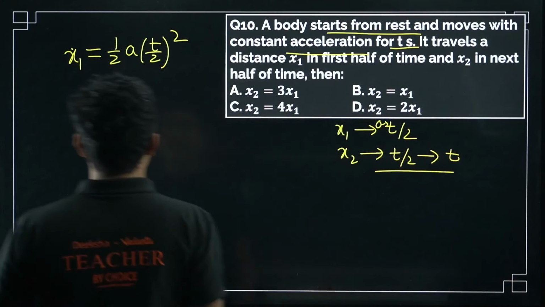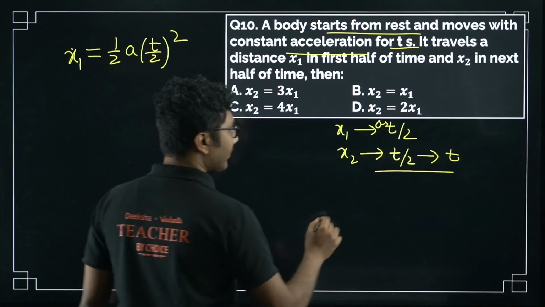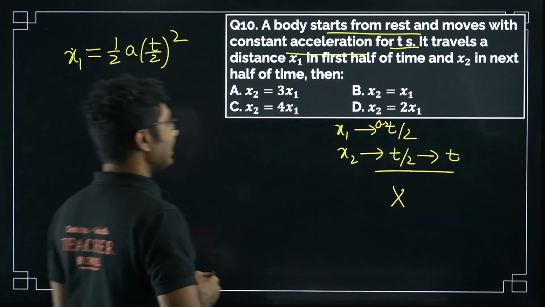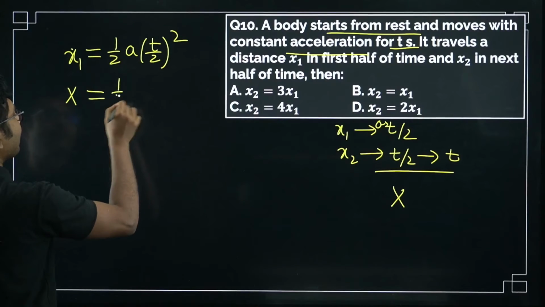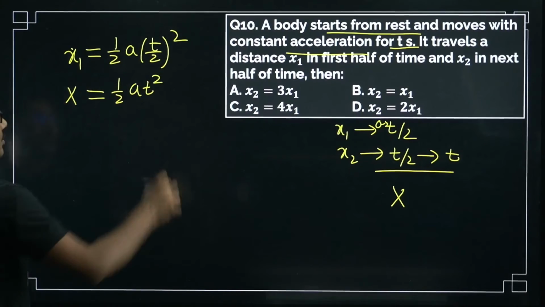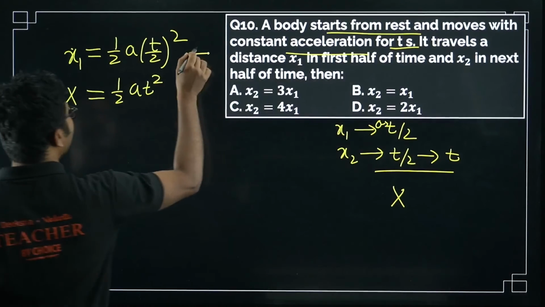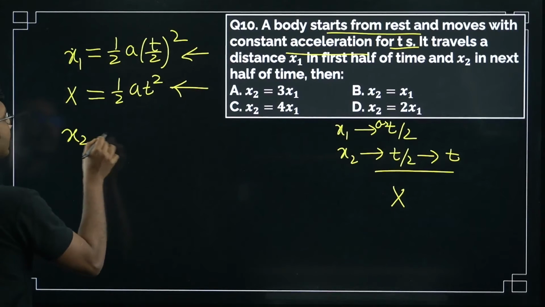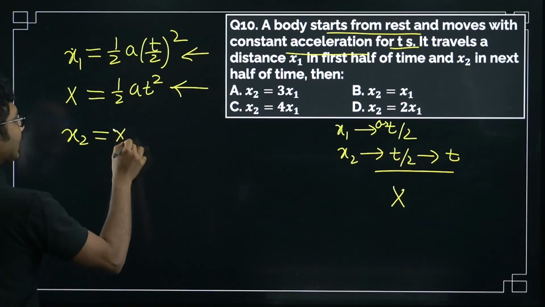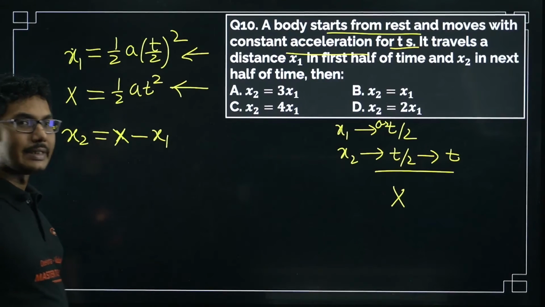Now we will find the total distance traveled, say x, starting from rest and at the end of the time, that is half a t square. What is the beneficial thing about this? First half travels this distance, and this is the total distance traveled. So what is the distance traveled in the second half? Distance traveled in the second half is total distance traveled minus distance traveled in the first half.